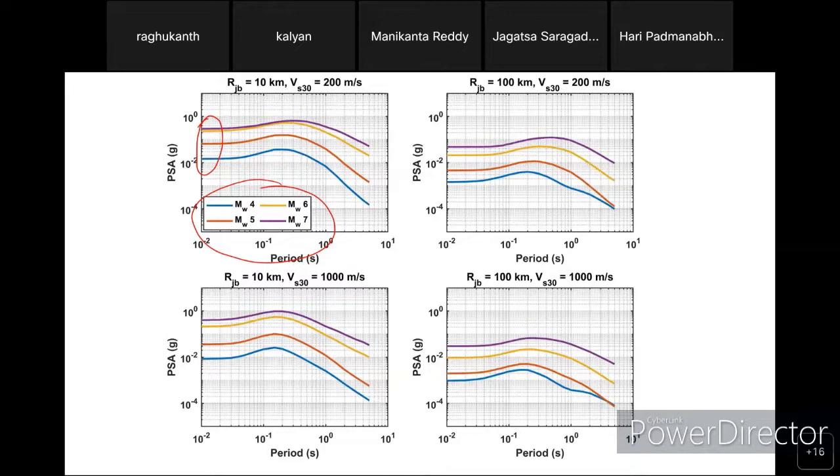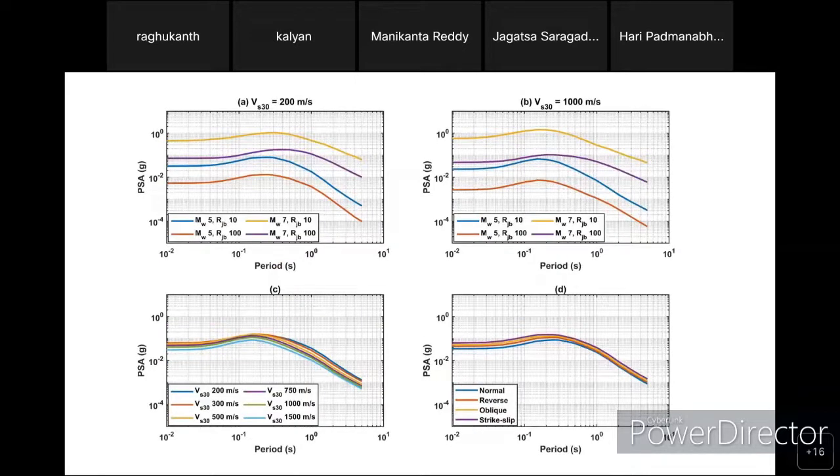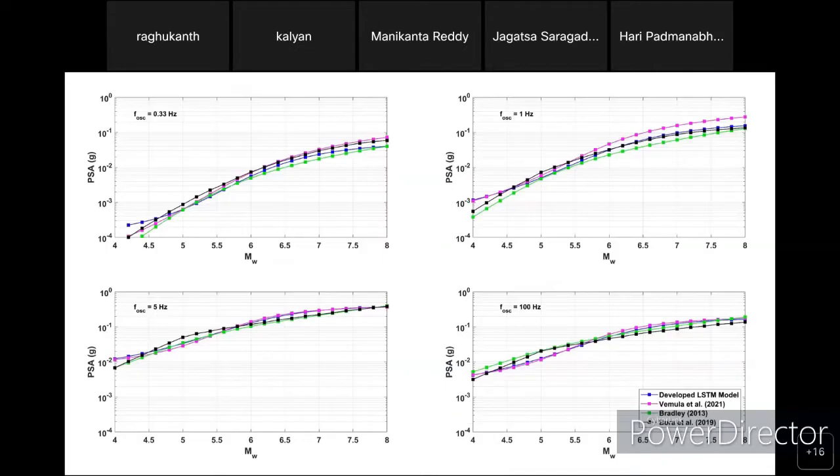Now the same thing for VSRT, how it works, say, suppose if it is 200 meters per second, or 1000 if it is a rock type site, and you can see the same distance. If I see VSRT 200, how these response spectra behave, how our LSTM network captures all those things, they work nicely when you do it with the database itself, okay? And then these are some of the plots to check whether they are perfectly fine or not.